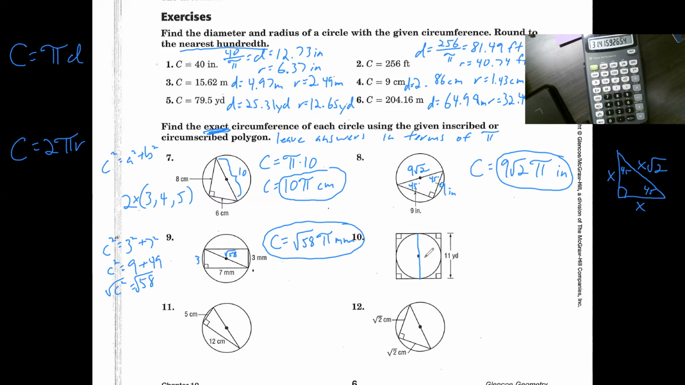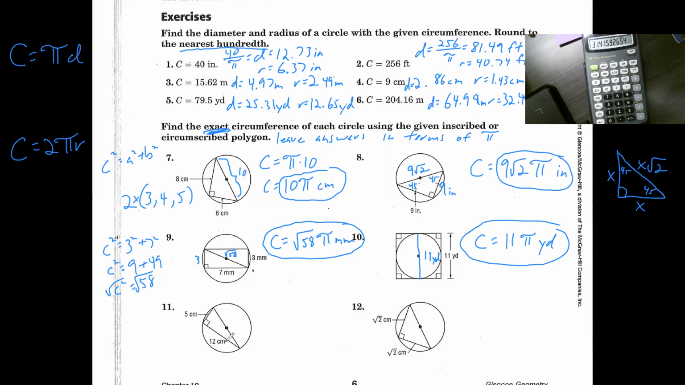That's the same length, right? So if I drew in a line here, it'd be parallel to it. So this too is 11 yards. That's our diameter. So they actually gave us our diameter on this one. So we have 11 times pi. And again, that's our answer, 11 pi yards.